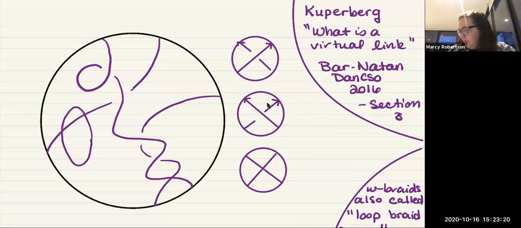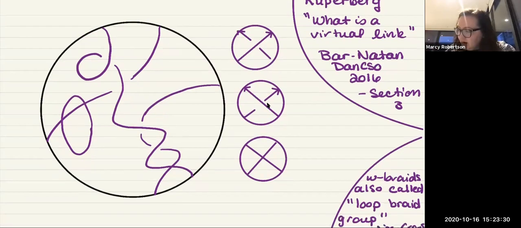And then if you're coming from the more physicsy side, the W braids, as opposed to W tangles, are also called loop braid groups by Baez. So you might have seen something like this before, right? So what are the differences in this picture? Note that now here I have virtual crossings.